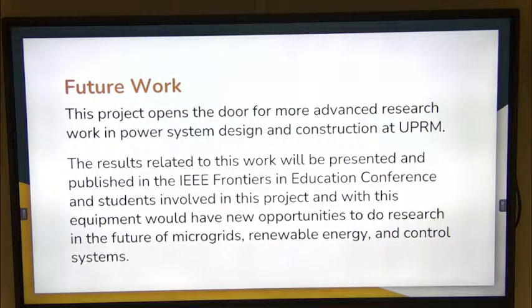So for future work, this project opens the door for more advanced research. Now with the advantages of emulating small communities, grids, and the whole island, as we said, this opens new opportunities for research and new goals for our university.